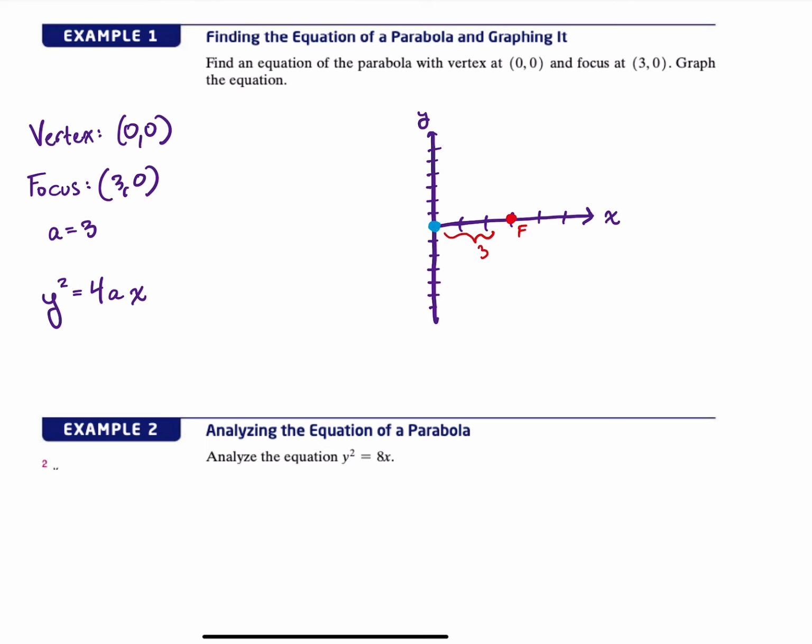So let's plug everything in. We can say y squared should equal 4 times a times x. We're saying that a is 3, that distance from the vertex to the focus. So our equation should just be y squared equals 12x.